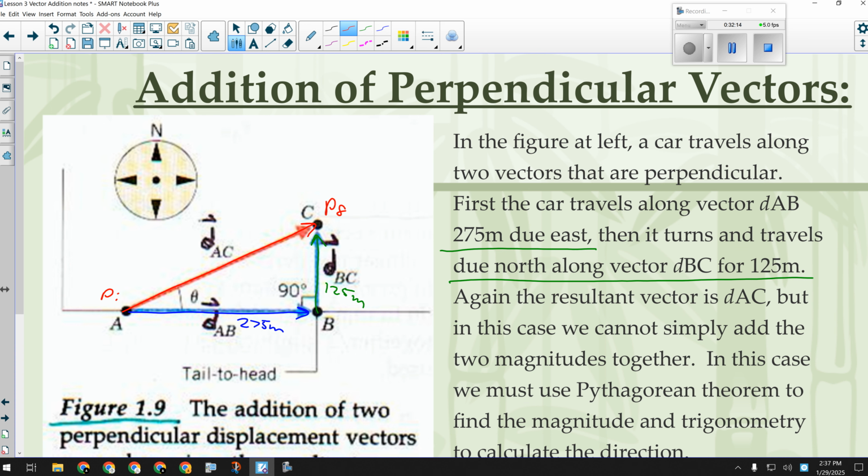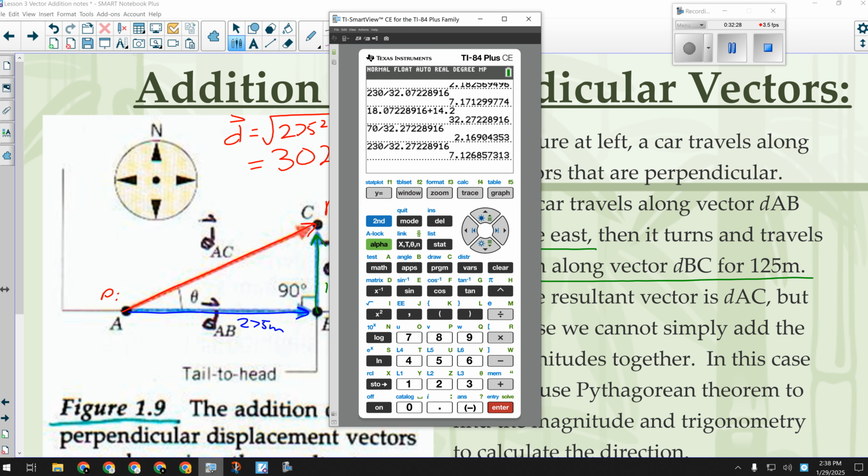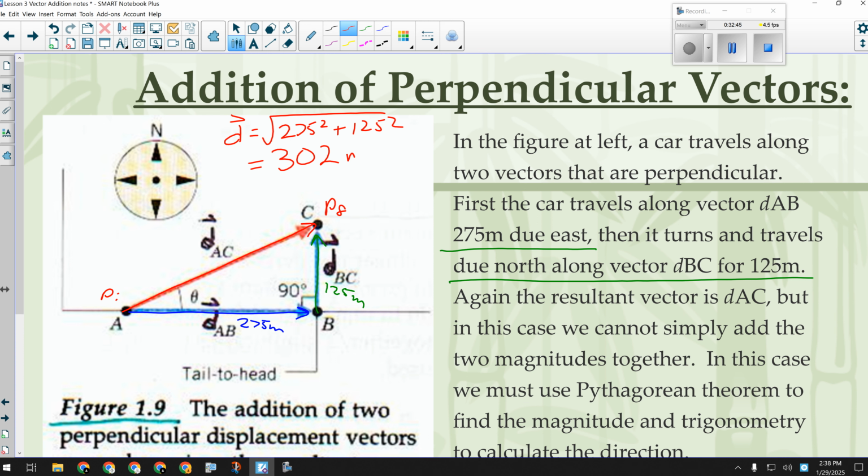A squared plus B squared equals C squared. I believe that comes out to 302, if memory serves, but we just saw that I'm not as sharp as I used to be, so we might as well actually do it. 302 meters. That's the magnitude of my total displacement. This would be my vector, or the direction of that displacement. How would I get that?